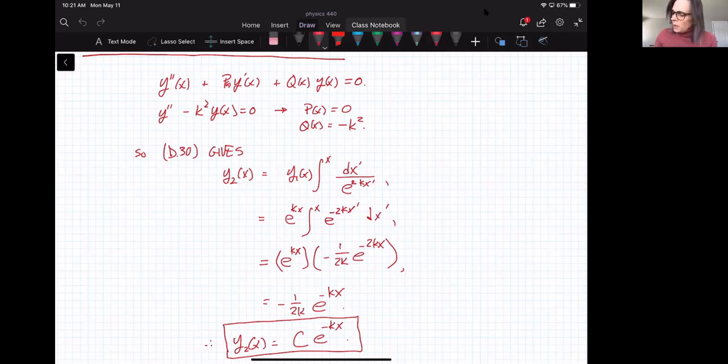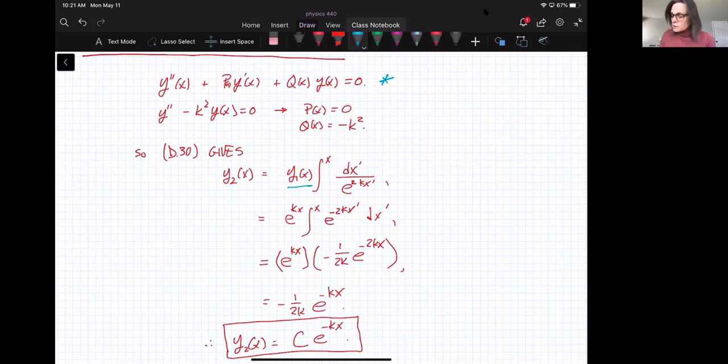The way that you go about doing a question like this is to recognize that we are looking at the general form of our second order ordinary differential equation with the p's and q's. That means that p of x is equal to 0 and q of x is equal to minus k squared. Right, so if we go to equation D30, which is the case for the Wronskian second solution without p, you see that y2 is y1 times the integral of dx over y1 squared.